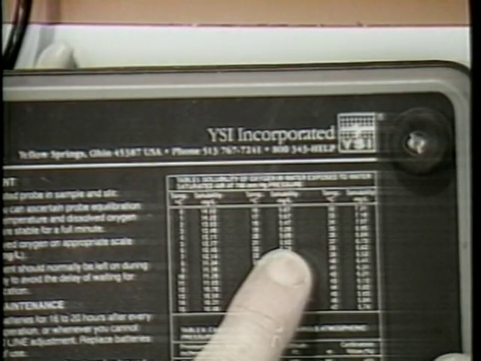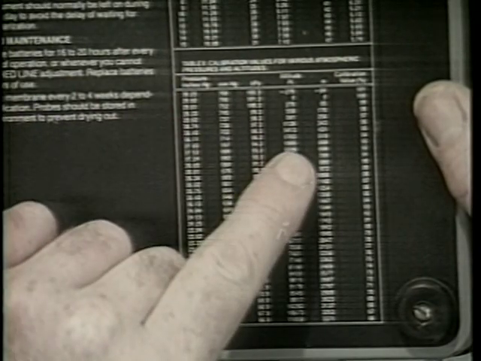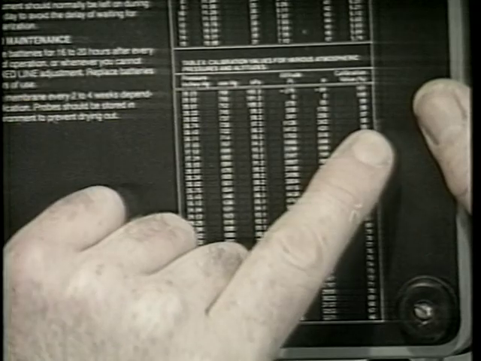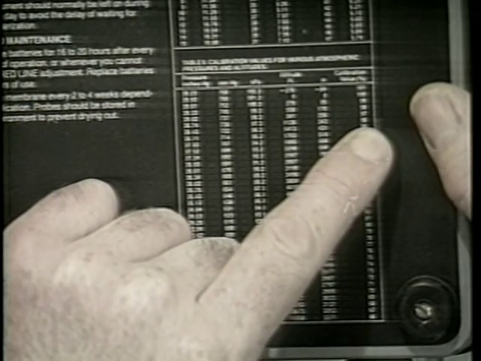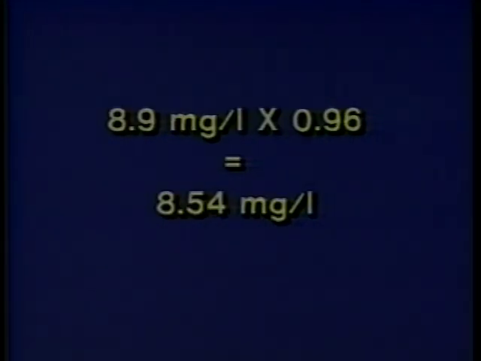For example, if the temperature is 21 degrees C and the altitude is 1,000 feet, the calibration value from table 1 on the back is 8.9 milligrams per liter. From table 2, the altitude factor is 0.96. This value is a correction factor and is multiplied by the calibration value from table 1 to get the correct calibration value. Therefore, in our example, 8.9 milligrams per liter times 0.96 is equal to 8.54 milligrams per liter.